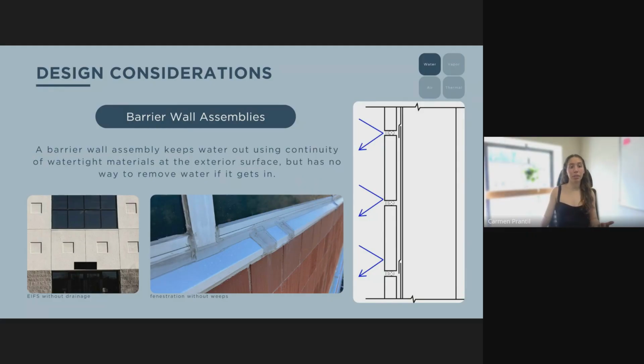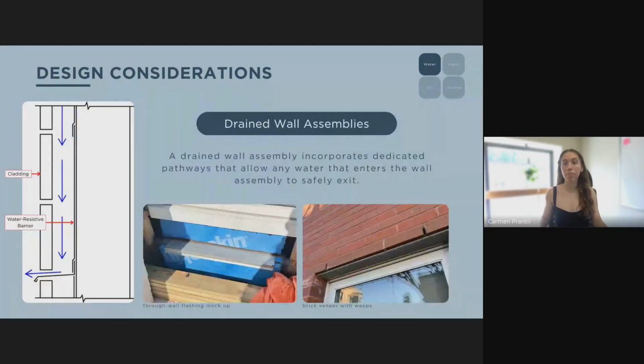This type of assembly functions on the principle that the barrier has to maintain 100% integrity, because any breach in this barrier that's intending to keep water out compromises the entire system, right? So water that gets in is not designed to get out. It's basically an all or nothing protection, which comes with a lot of risk. The second type of wall assembly that we can design is called a drained wall assembly, which incorporates a dedicated pathway for water that enters the assembly to exit. This is most contemporary assemblies that we see today, something like brick veneer, curtain wall with weeps, siding with a drainage plane.